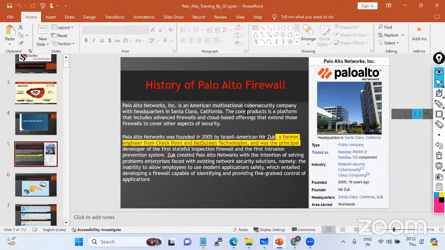This Palo Alto company was founded in 2005, basically by Nir Zuk. He was a former engineer of Check Point and NetScreen Technologies. He worked at Check Point and NetScreen, gained some knowledge and expertise, and then built his own product, the Palo Alto Firewall. The company headquarters is in Santa Clara, California, in the US. In 2007, the company introduced the first next-generation firewall, integrated with advanced security features, and it became very popular even in 2007.